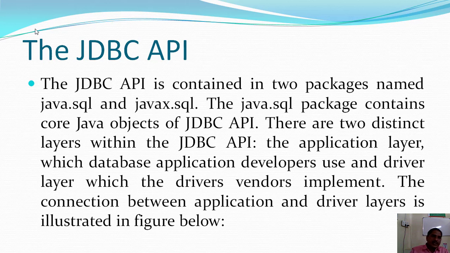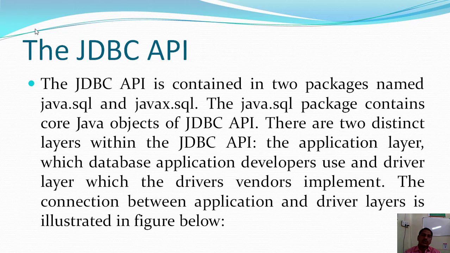What is the JDBC API? The JDBC API, Java Database Connectivity Application Programming Interface, is contained in 2 packages named java.sql and javax.sql. The java.sql package contains core Java objects of the JDBC API.